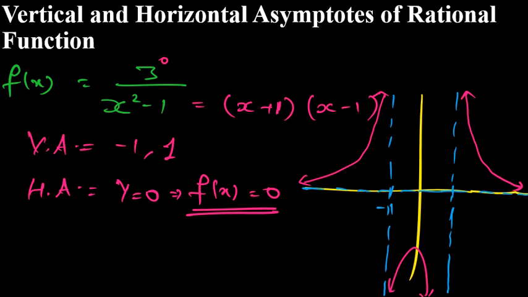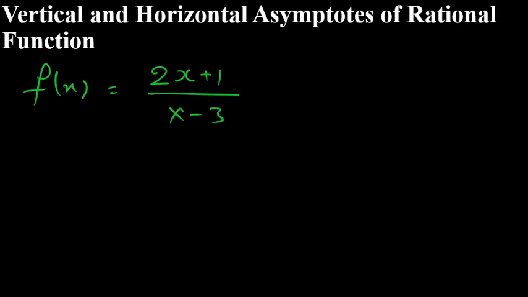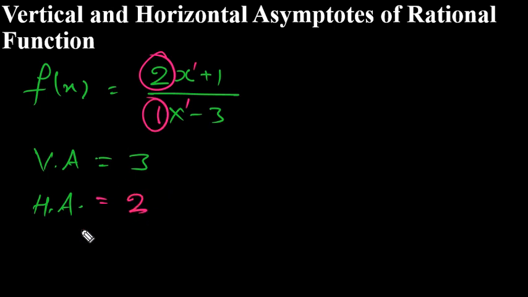Okay, next one is, if you have f of x equals 2x plus 1 over x minus 3. Now what is the vertical asymptote? Again, the vertical asymptote is 3. What will be your horizontal asymptote? In this case the degree is 1 and the degree is 1, so same. So the leading coefficient of this and the leading coefficient of this, 2 over 1, will be 2.